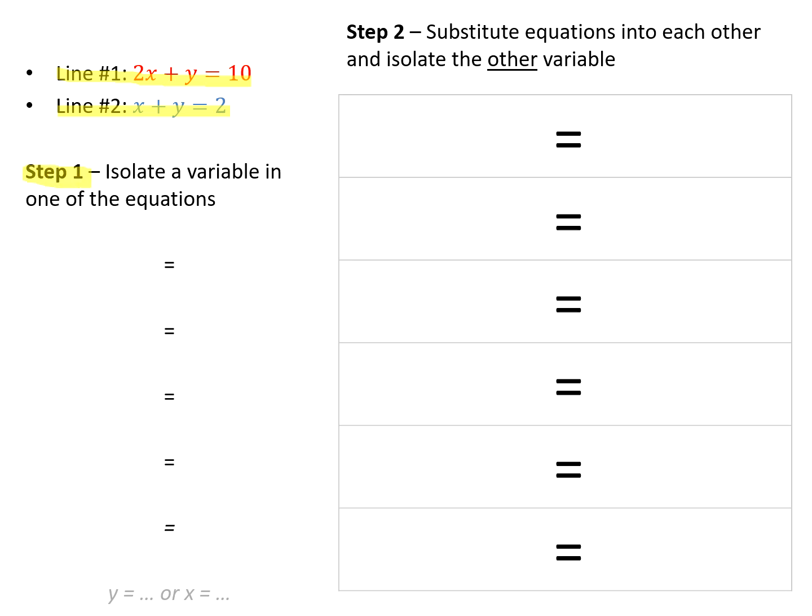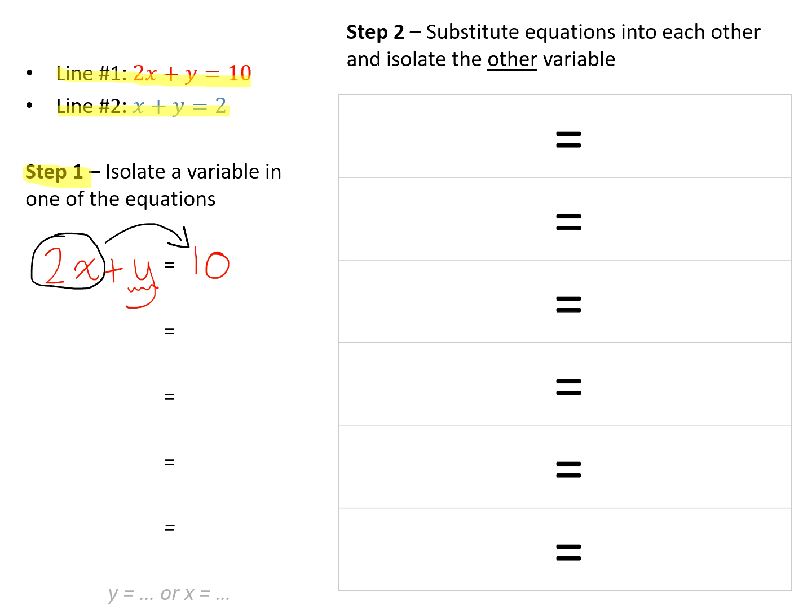There are two equations, the red one and the blue one. It doesn't matter which one you choose. I'm going to choose the red one, 2x plus y equals 10. The easiest variable to isolate happens to be y, which means I'm going to take 2x and bring it to the other side of the equal sign.